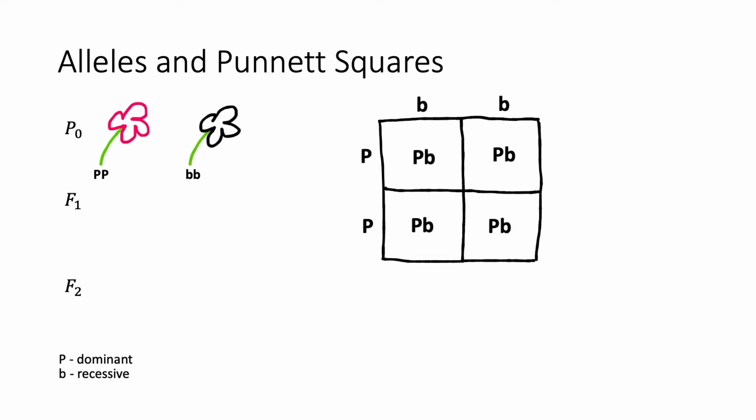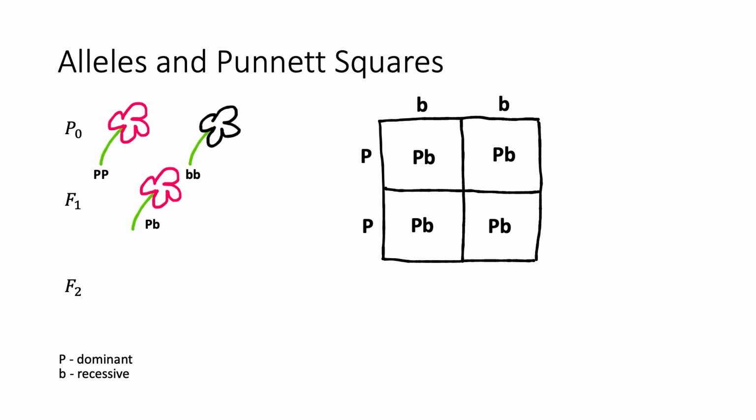Now we combine these to get the possibilities of Pb, Pb, Pb, and Pb. So all of the F1 generation is going to be heterozygous Pb for their genotype. But what does this mean in terms of the phenotype, or actual physical appearance of the flower? Well, remember that if there's a dominant allele, then that will kind of take over the phenotype. And there is a dominant allele in Pb, the uppercase P. So the phenotype of the F1 generation will be pink, as you can see.